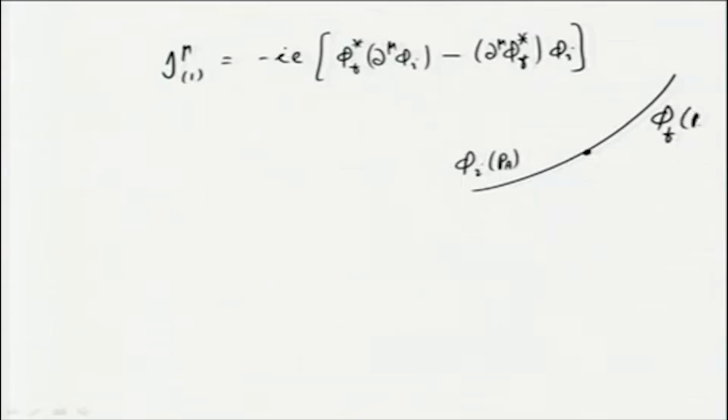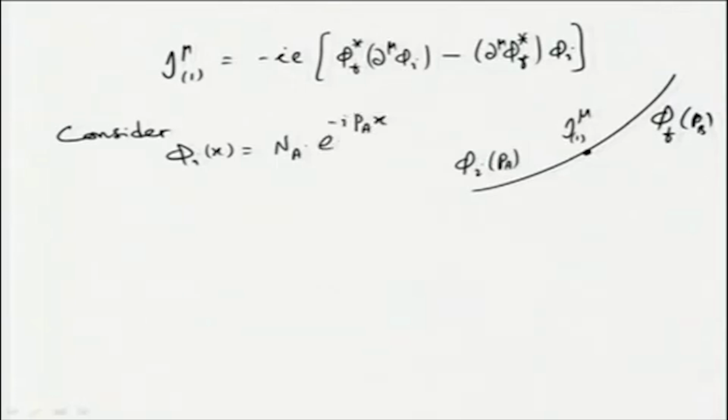Let us say the momentum is p_B. So, the current that we are talking about is J1 mu, which is this. Now, consider phi_i equal to some normalization times exponential minus i p_a x. So, we have considered a plane wave solution. The box normalization or some appropriate normalization has to be considered. We have to constrain the whole thing in a finite volume in that sense.